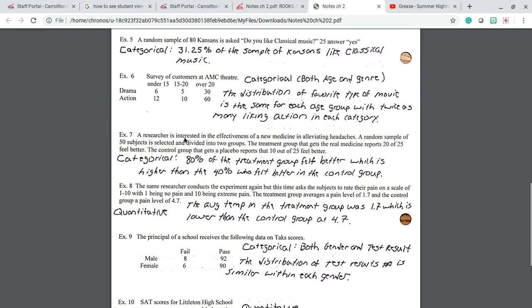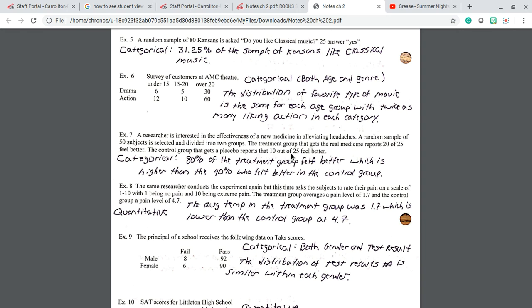Example 7, I've got a researcher. I missed this from having you guys in class because normally I'd ask one of you to read this so I wouldn't have to do all the reading. It's a headache medicine for alleviating headaches. We've got 2 random samples divided into 2 groups: the treatment group that gets the real medicine, and the control group that gets a placebo, a little sugar pill that makes you think that you're getting the real medicine.